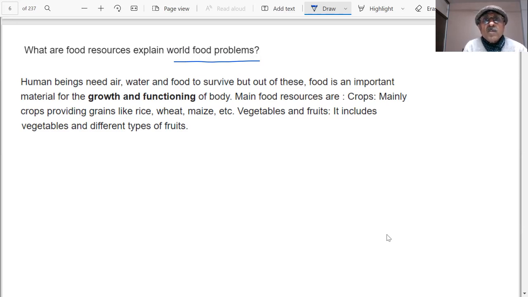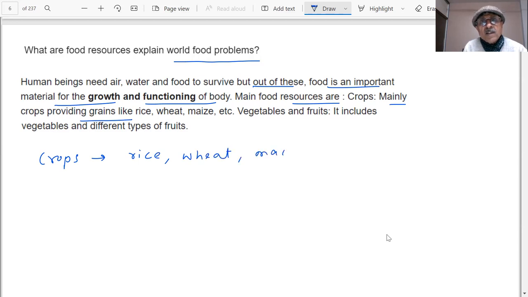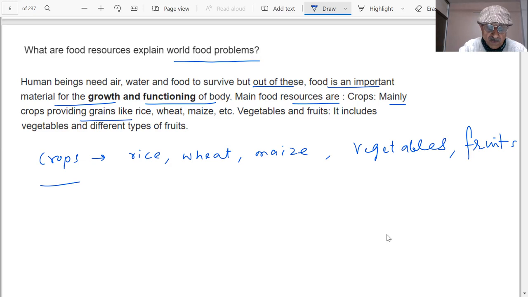Human beings need air, water and food to survive. Food is an important material for growth and functioning of the body. The main resources are mainly crops. What crops are providing? Rice, wheat, maize, etc. There are vegetables and fruits, different types of fruits, all we need. So the main food problems, food production, agriculture: all this you are growing. Pulses, dal, bajra, everything you are eating. Different types of seasonal fruits are there, all this you are taking.